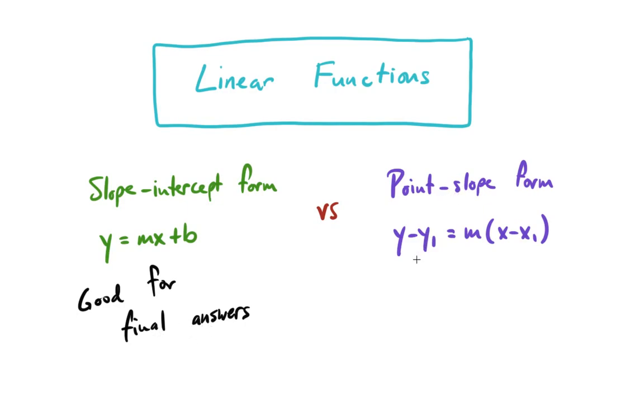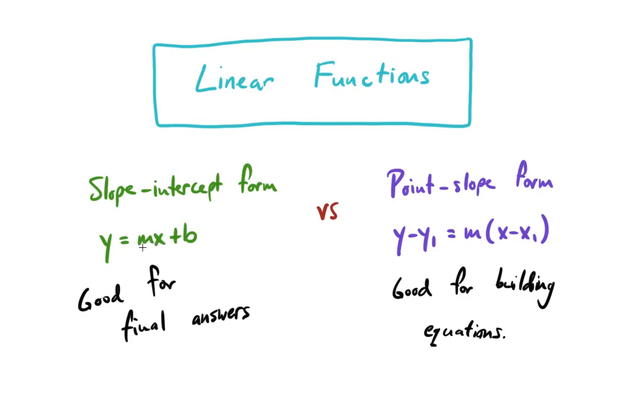Versus point-slope form, which is not as nice for final answers, because here this x1 and this y1 reference any point on the line that you can plug in. Because there are infinitely many points on any line, there are a lot of ways to write an equation like this. However, this is good for something. In particular, it's good for building equations, because you only need one point on the line, and it can be any point on the line, as opposed to this.